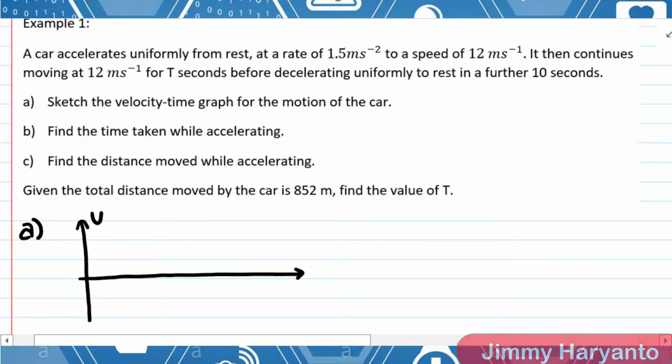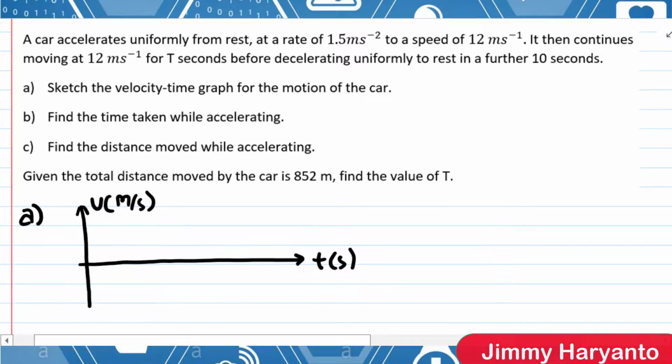So to sketch it, you have to put the axis first, meter per second, and also the seconds, and then after that you have to translate the sentence into a graph. Okay, it starts from the rest. I will start from here. The car accelerates uniformly from rest.